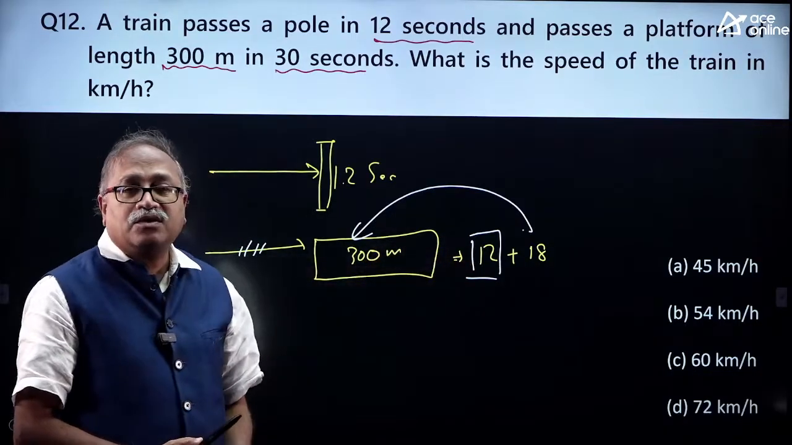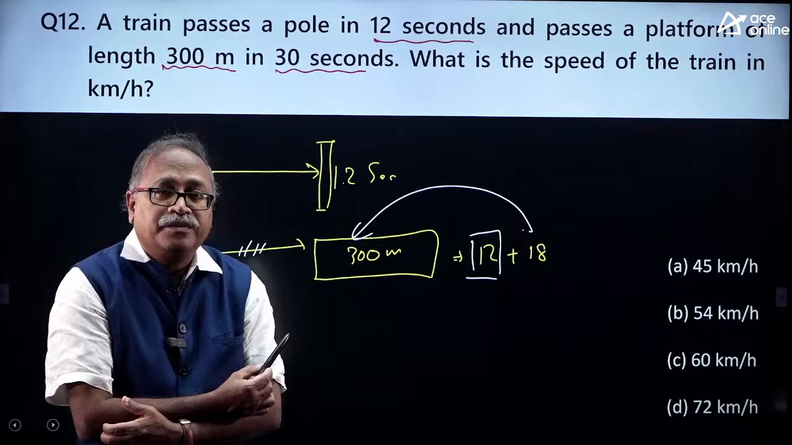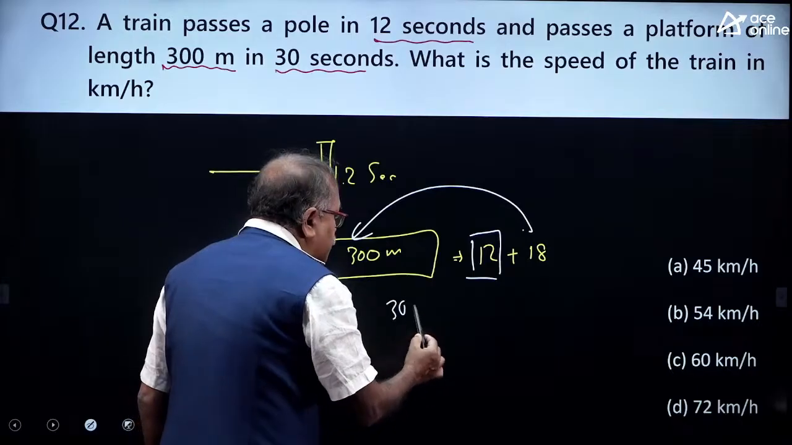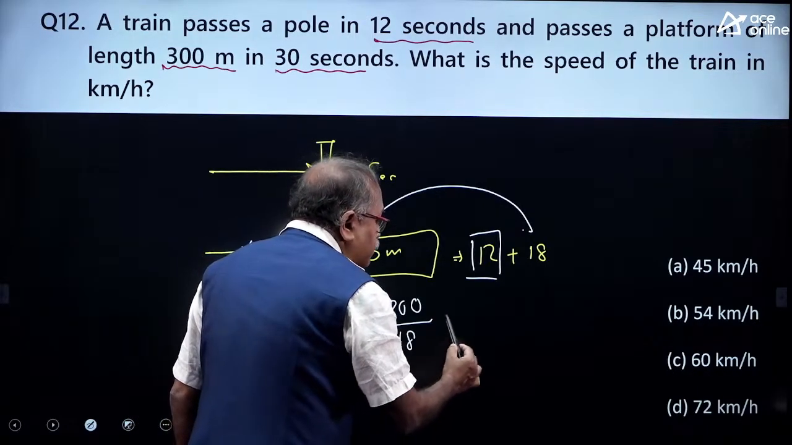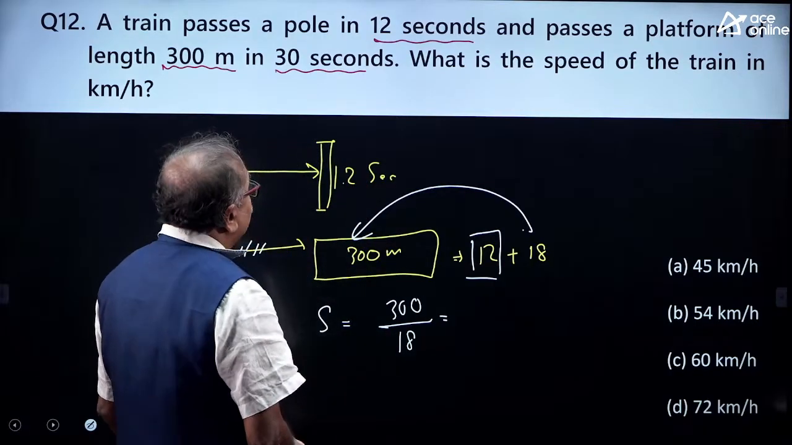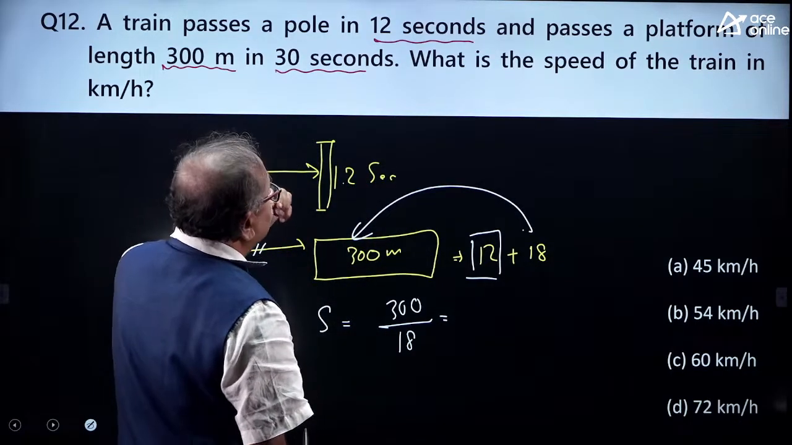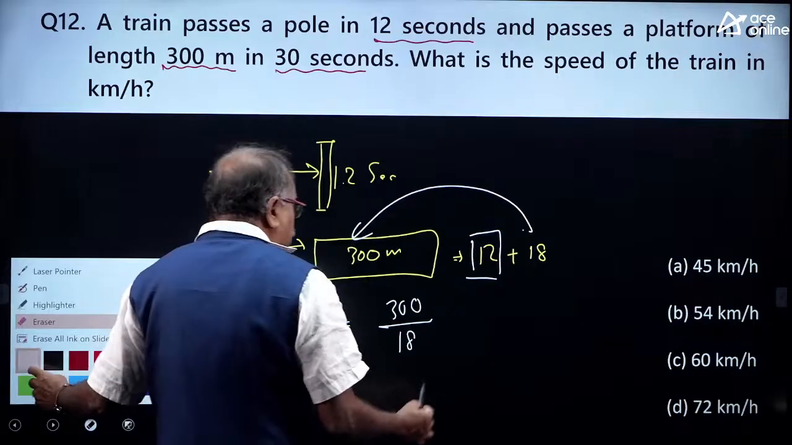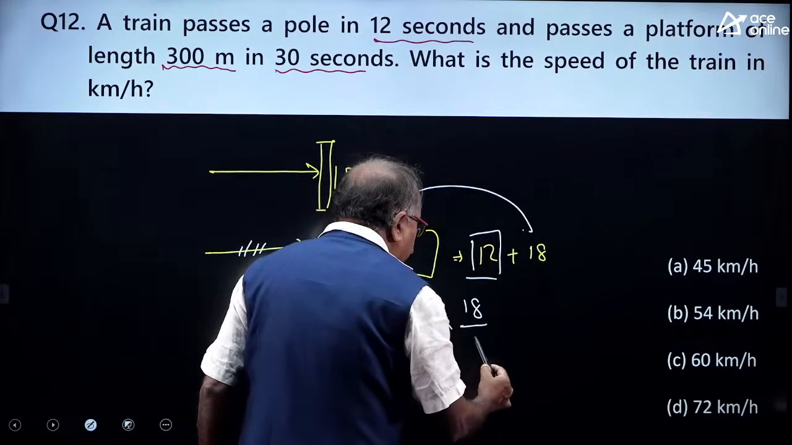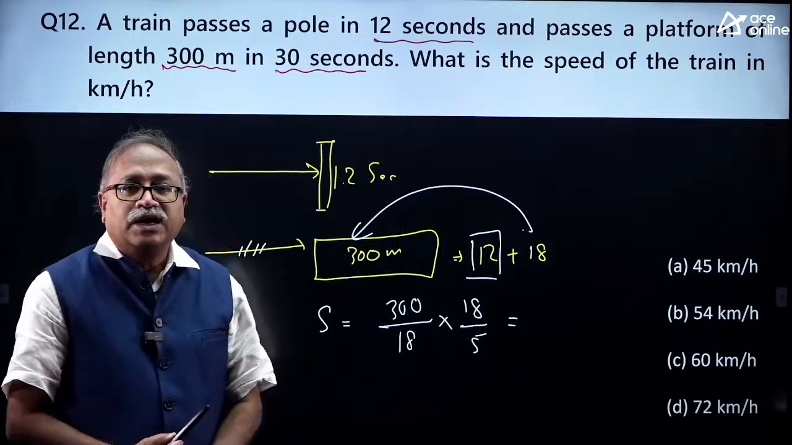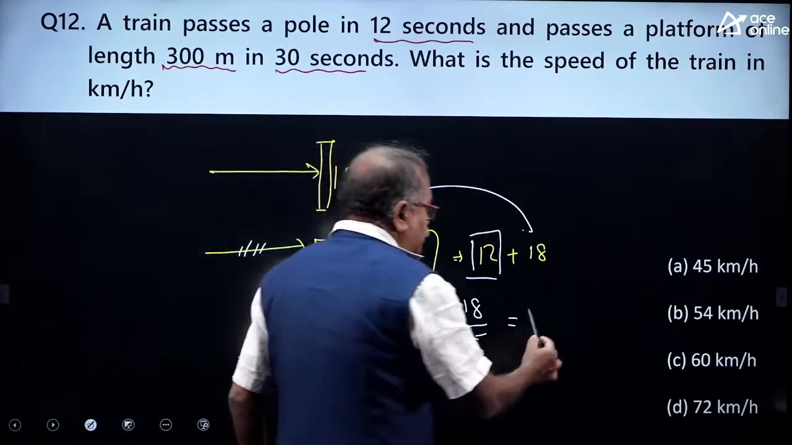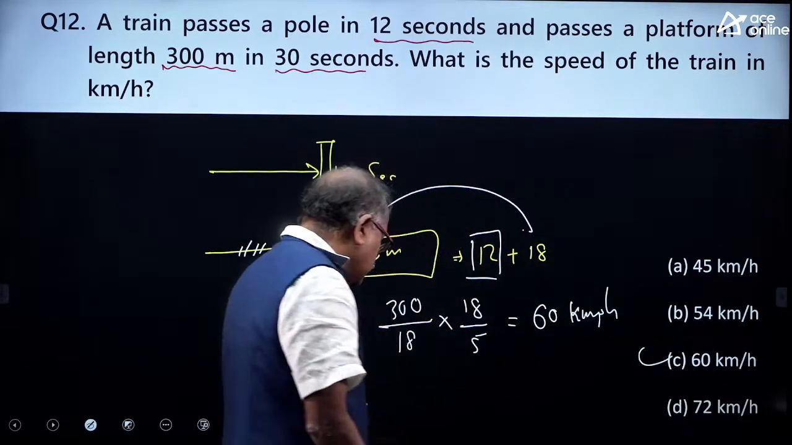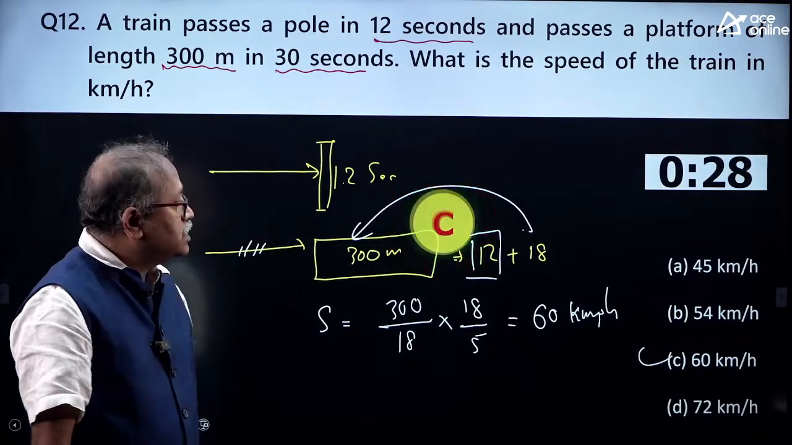I know the distance, I know the time. Can't I find out the speed? Yes, we can find out the speed. And what is that speed? That is 300 divided by 18. I need the speed in kilometers per hour. Therefore, let's multiply this by 18 by 5. So 18 gets cancelled. I get 60 as the answer. 60 kilometers per hour. That's your answer. Option choice C. Let me check that option C is correct.